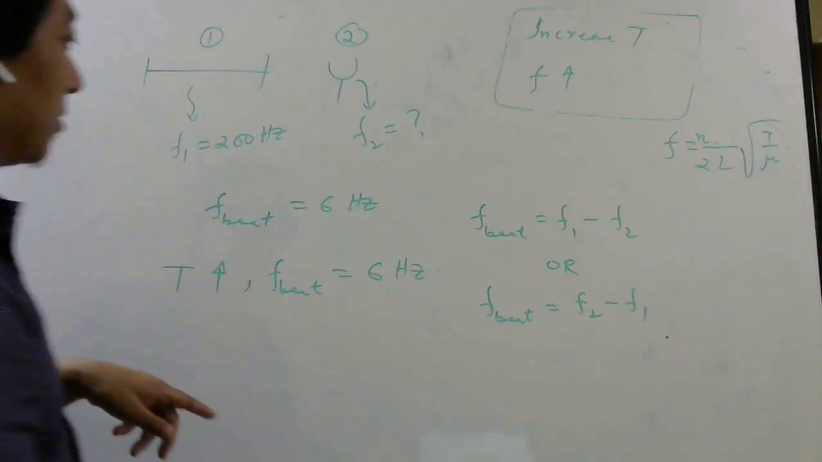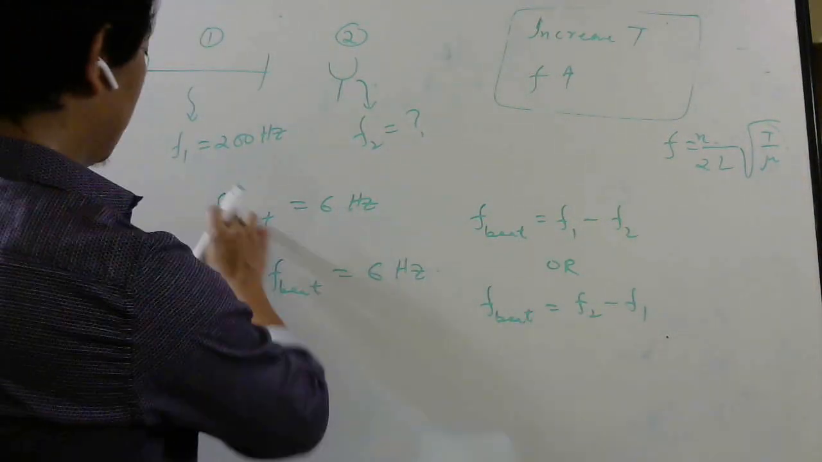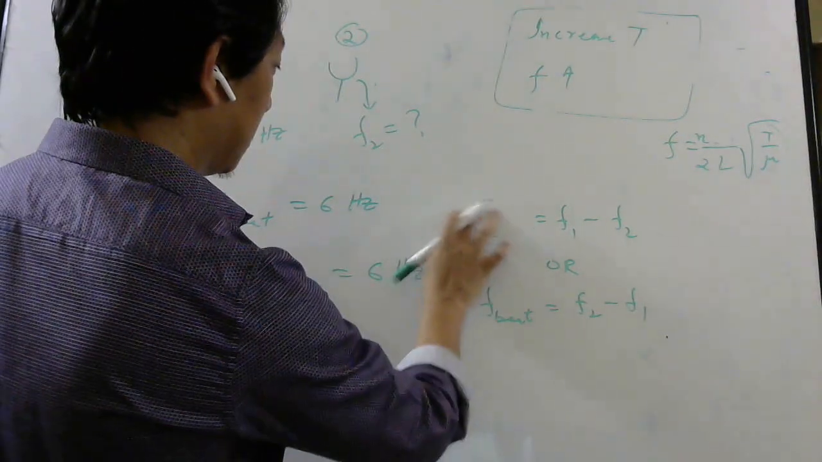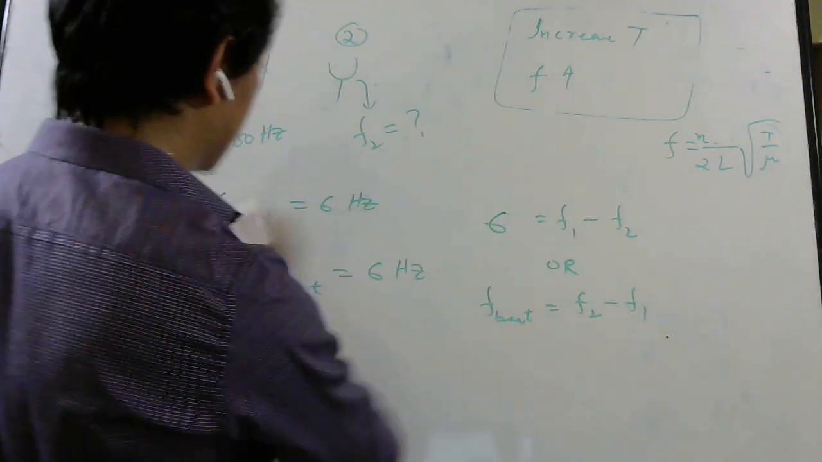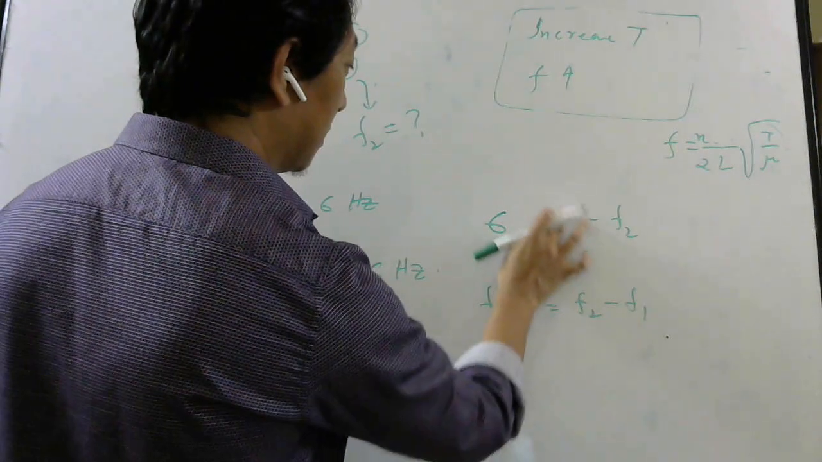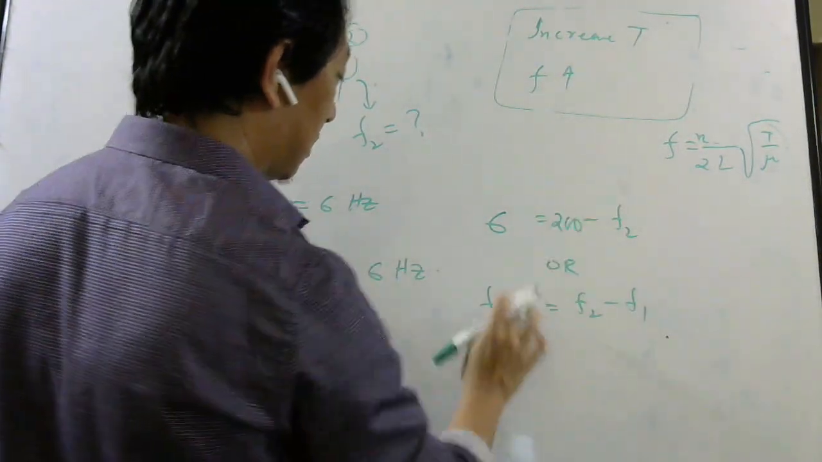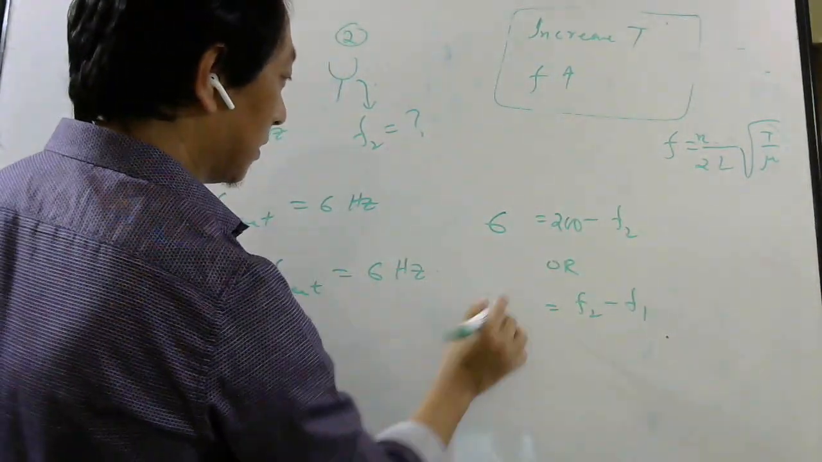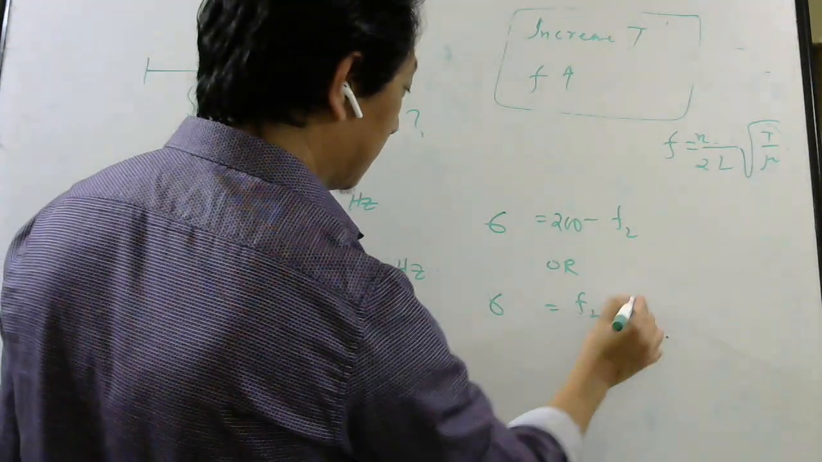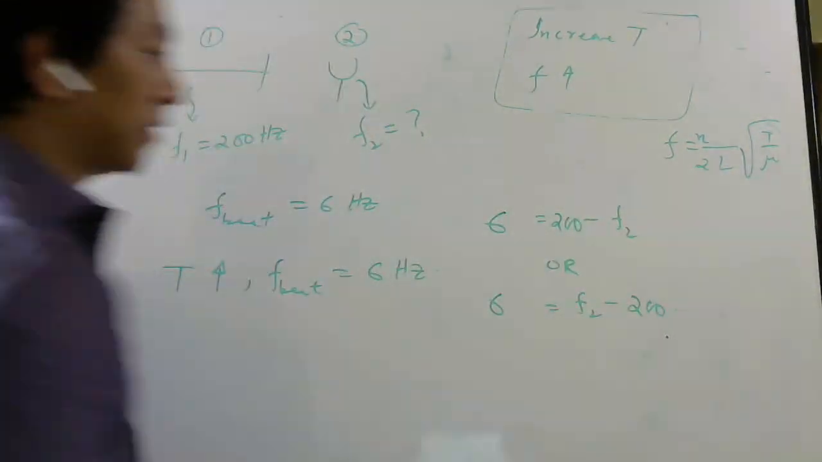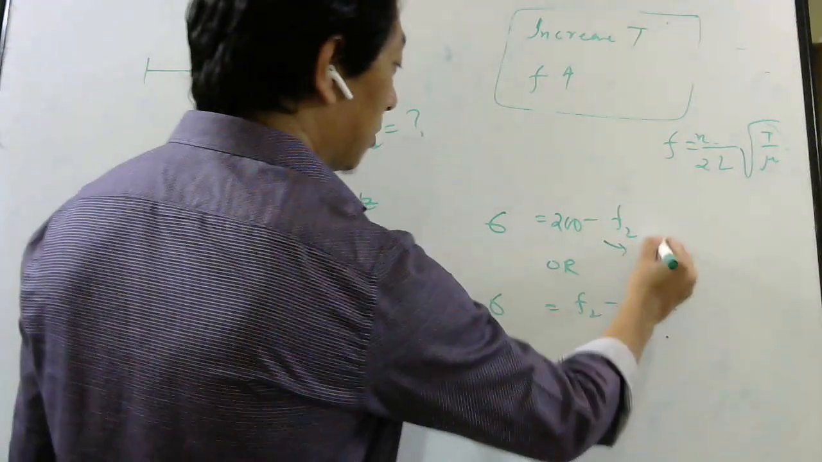Okay. So let us say beat frequency is initially 6, and F1 is 200. Here beat frequency is 6 and F1 is 200. Right. Now, if you use this formula, what will be your F2?